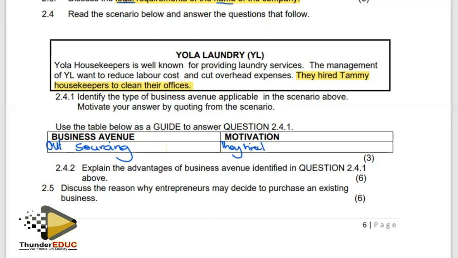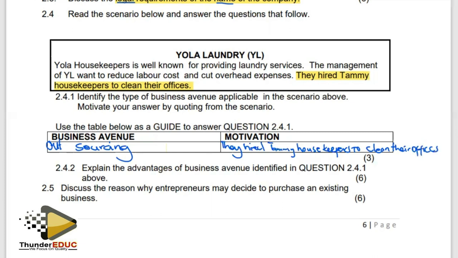they hired housekeepers. They hired housekeepers to do what? To clean their offices.